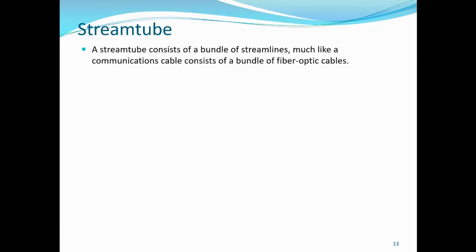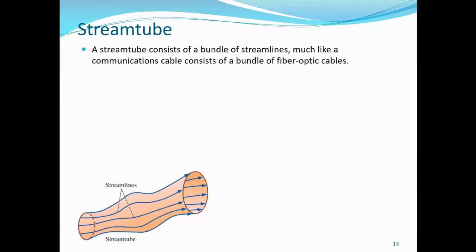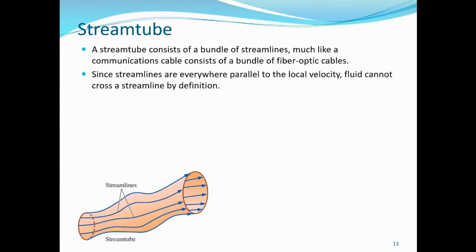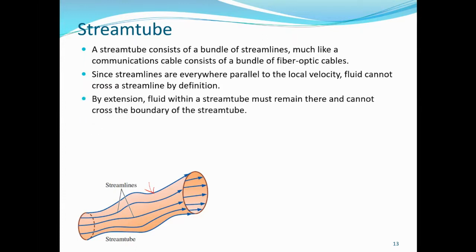And stream tube. A stream tube consists of a bundle of streamlines, much like a communications cable consists of a bundle of fiber optic cables. When you have many streamlines collected, they form what is called a stream tube. Since streamlines are everywhere parallel to the local velocity, fluid cannot cross a streamline by definition. No fluid can cross a streamline because there will be no flow across the velocity vector. This I explained also.